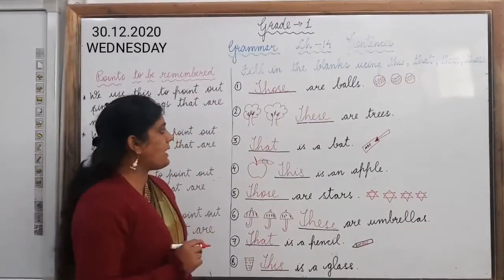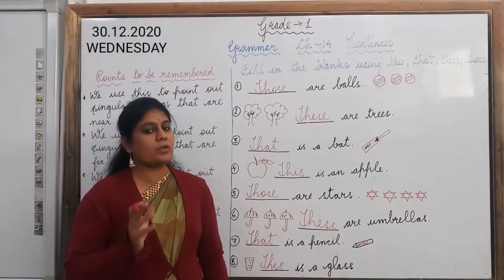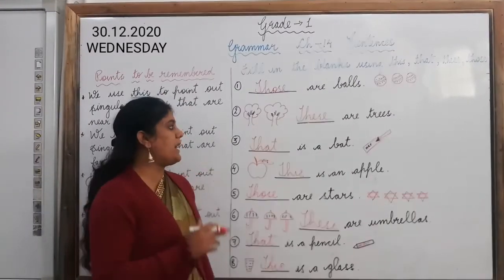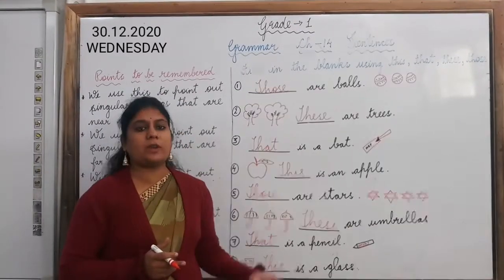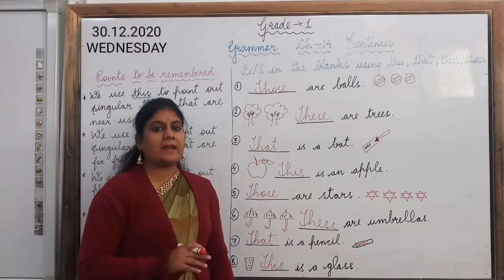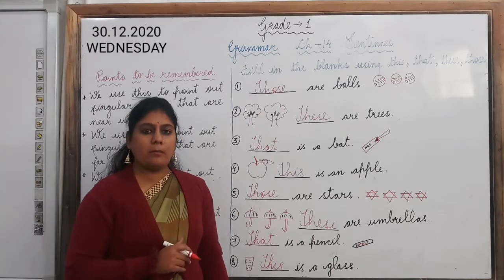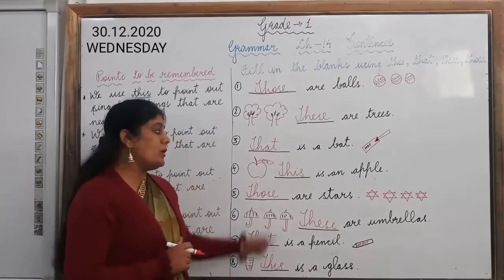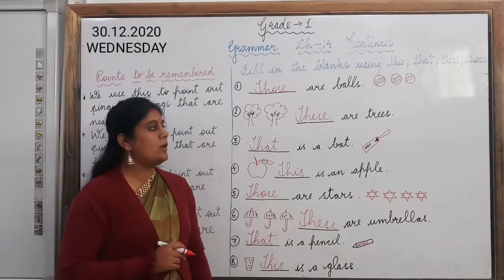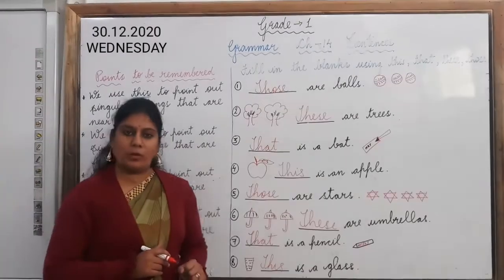So children, this is how to use this, that, these, those in sentences. The question can be given in this form also, or I can give it in a jumbled way also, as it is given in the book. So children, do this exercise in your grammar copy. Okay, you can draw the pictures also the way I have drawn on the board.